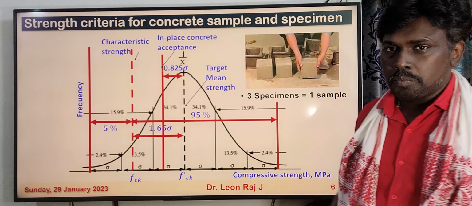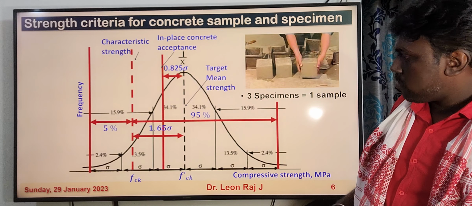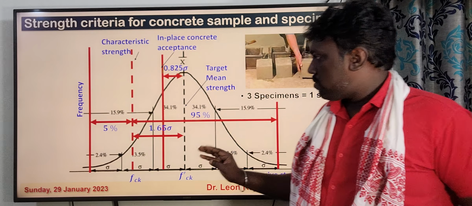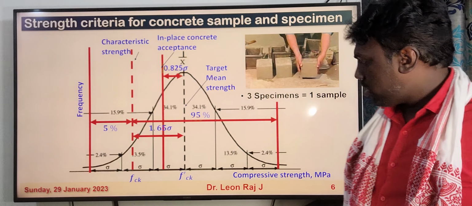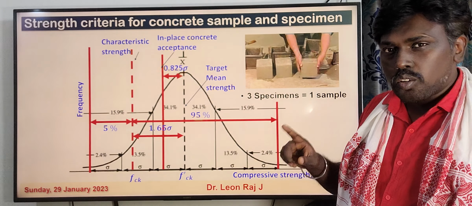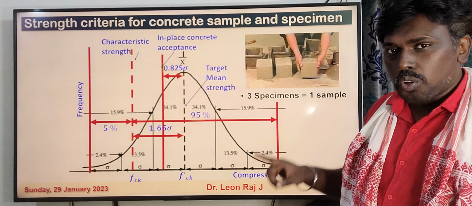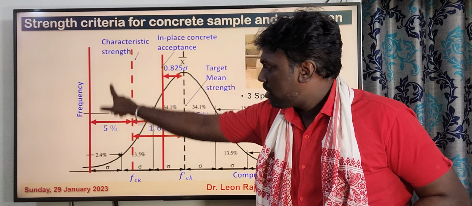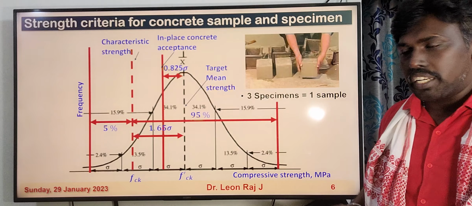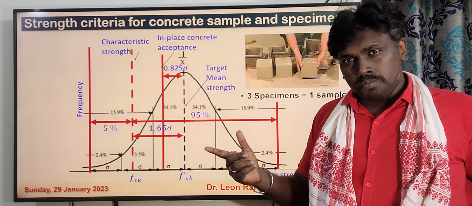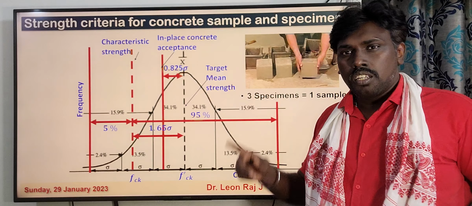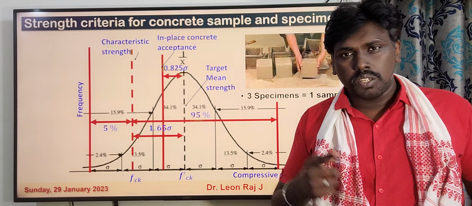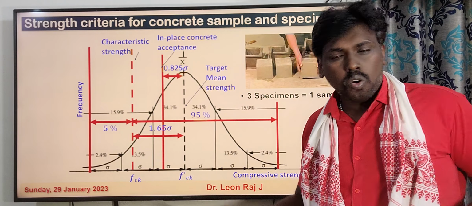This is characteristic strength. So this is the 75% confidence level. Our concrete core strength is 0.85 fck. That means lesser than this, somewhere here. So that is the acceptance criteria of concrete core strength. If you confuse the characteristic strength, target mean strength, acceptance criteria of in-place concrete and core strength, then definitely it ends in a big quality control problem.